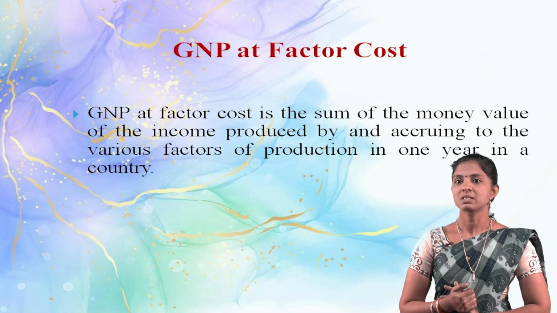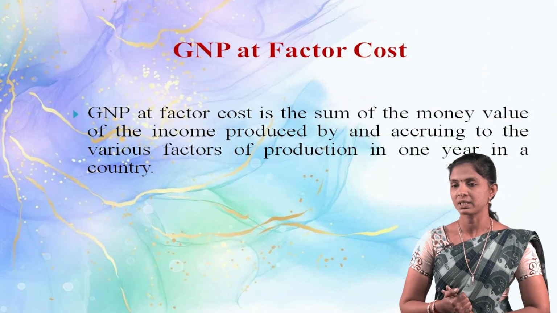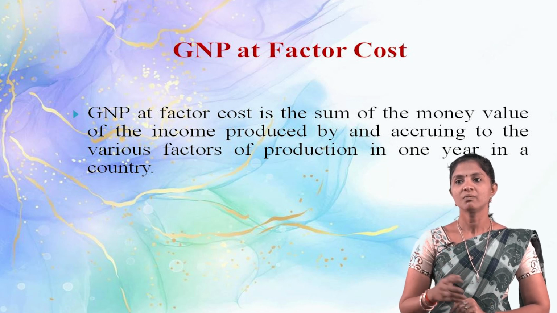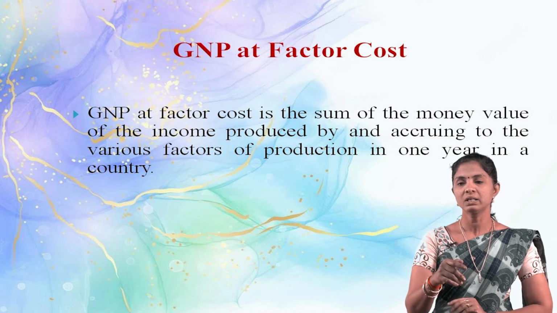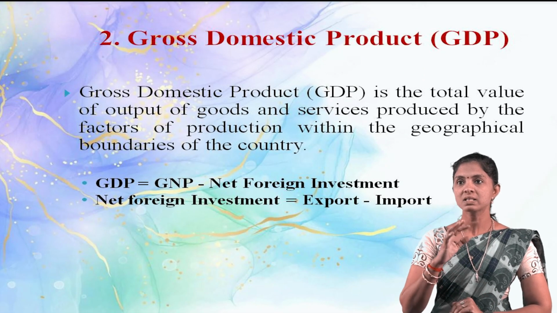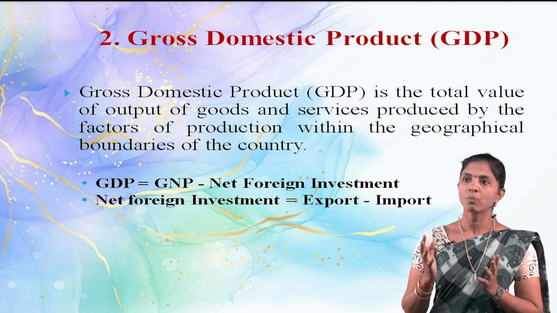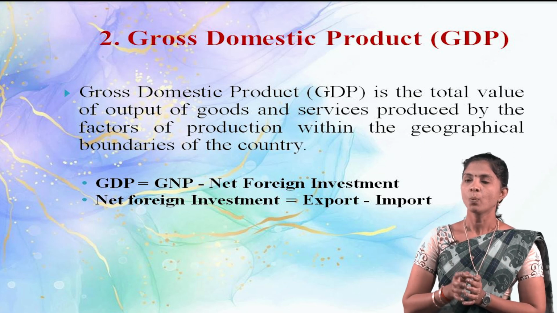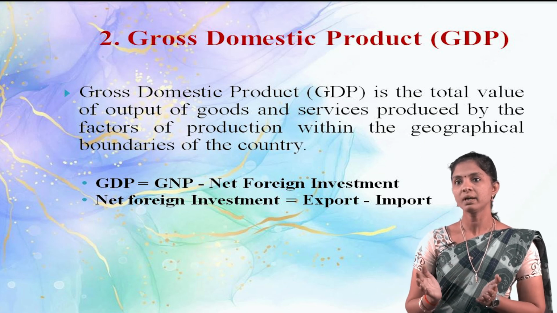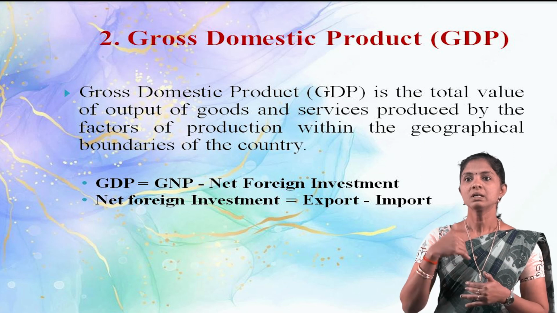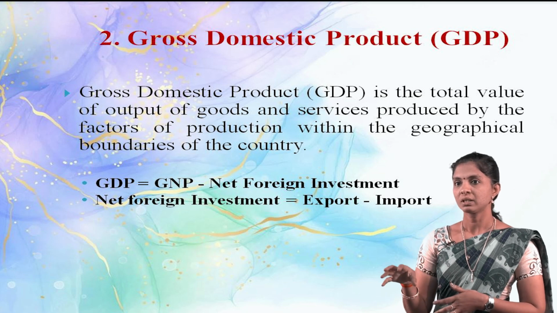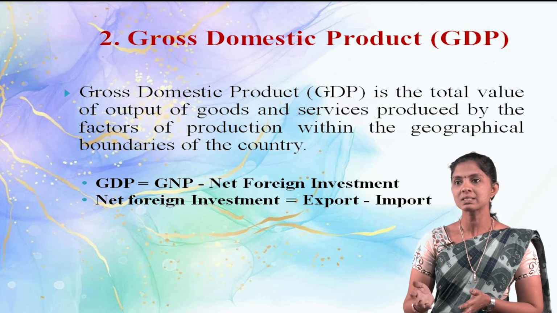GNP at factor price. So, what is GNP at factor price? It is the sum of the money value of income produced by and accruing to the various factors of production in one year in a country. Next one, what is gross domestic product? The gross domestic product is the total volume of output of goods and services produced by the factors of production within the geographical boundaries of the country. So, GDP equals GNP minus net foreign investment. What is net foreign investment? It is nothing but exports minus imports.